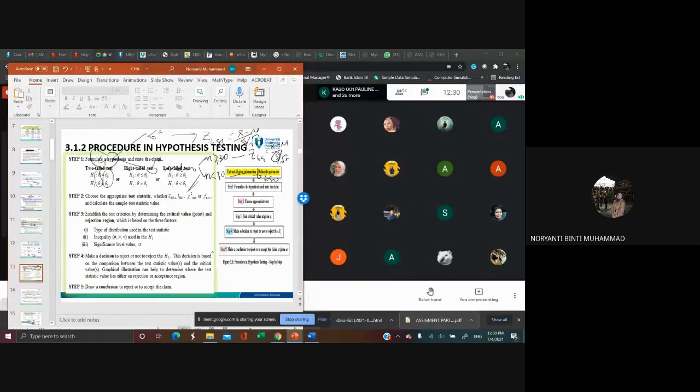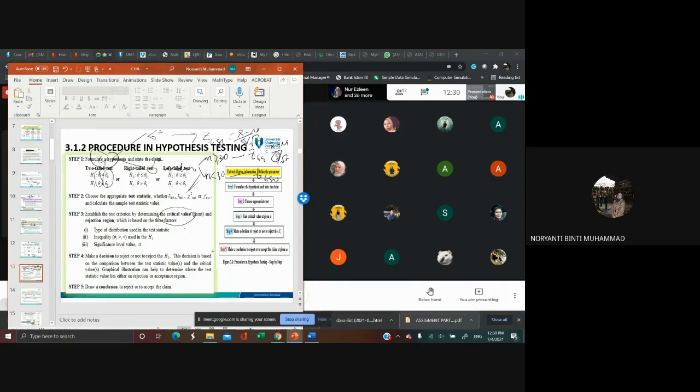Step number 3, find the critical value. So this is what I mentioned to you. If we use Z-test, here you will use Z-table. Okay, and then look, is it one tail, right tail, left tail, or is it two tail? Because you want to check here, is it alpha divided by 2 or not? All right, and then step 4, make decision.